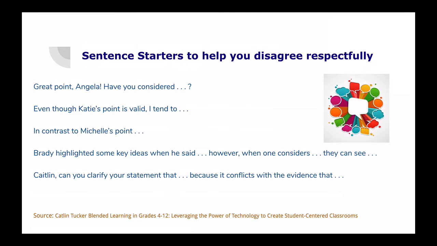thoughts. Bradley highlighted some key ideas when he said blank. However, when one considers blank, they can see blank. Or Caitlin, can you clarify your statement that blank because it conflicts with the evidence that blank.